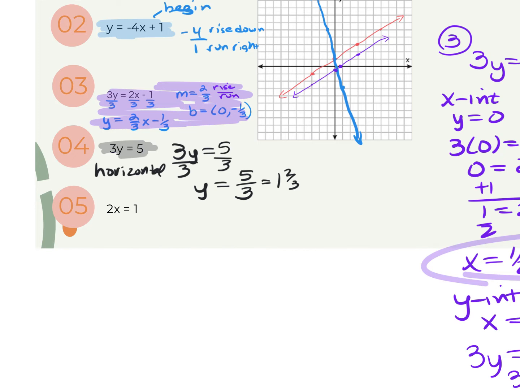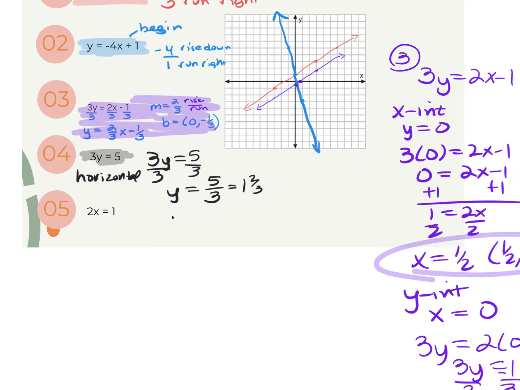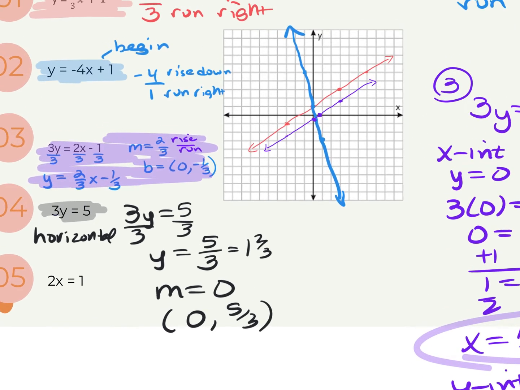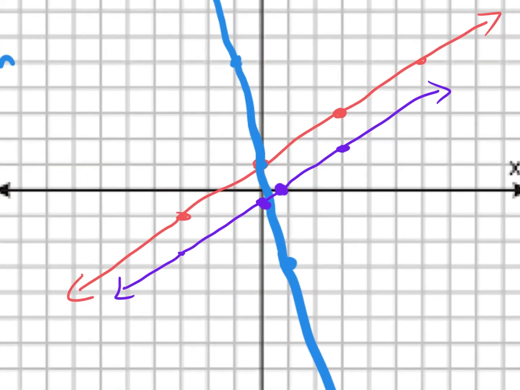So I'm going to go ahead and graph it. Now, your slope here of a horizontal line is 0, and my y-intercept is 0 comma 5/3, or you could say 0 comma 1 2/3. So let me go ahead and graph this one. And again, I can put my y-intercept here at 1 2/3. So it's about here. And then it's just the horizontal line through that point.